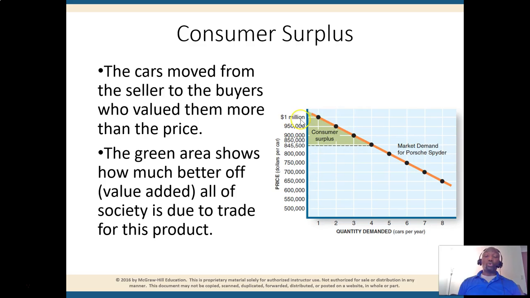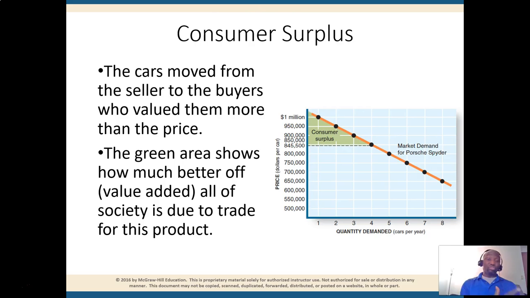Now in this case, we talk about cars, but you can apply it to houses. So the cars move from the seller to the buyer who values them more. It means that if you are ready to pay top dollar, then you get the product. And that's the same thing going on in the house market. People who are able to pay the top dollar get the house. So the consumer surplus is just the difference between your willingness to pay and what you actually pay.